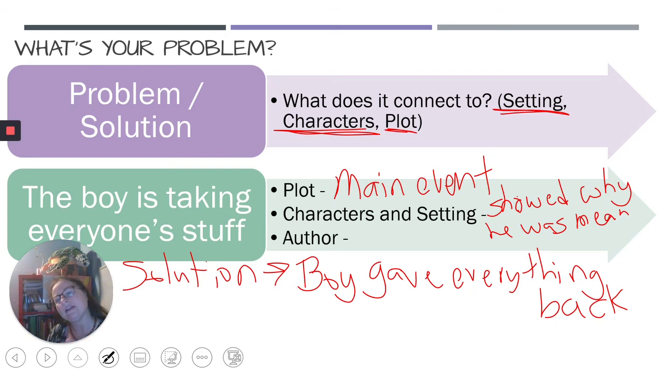Okay. So now let's connect it to the author. And when we're thinking about the author, we're thinking, what does the author want me to learn?